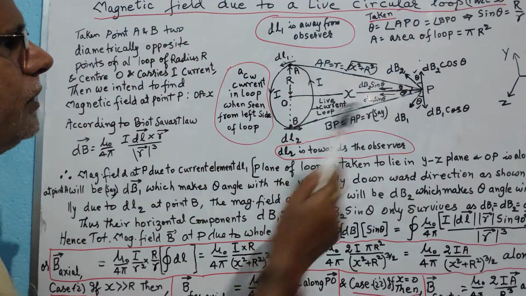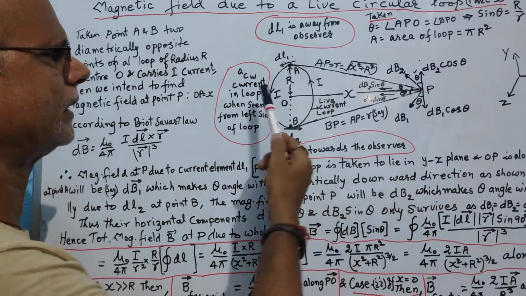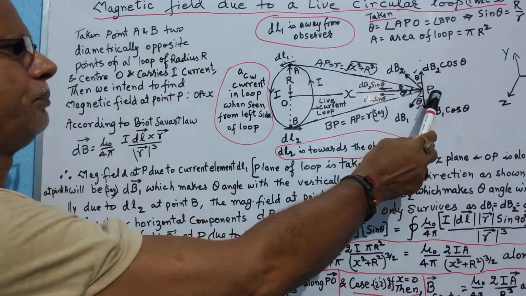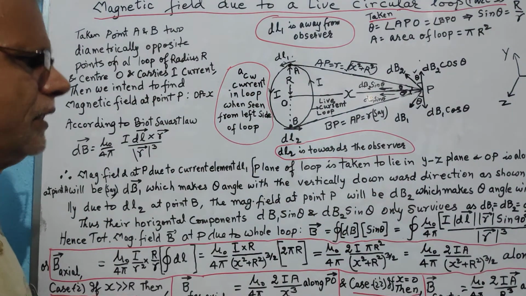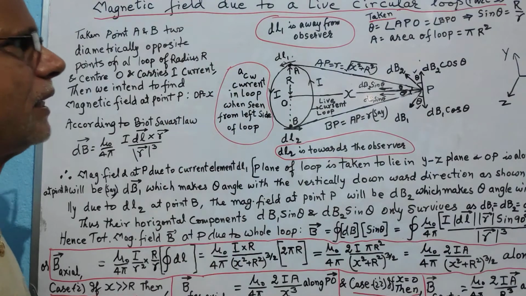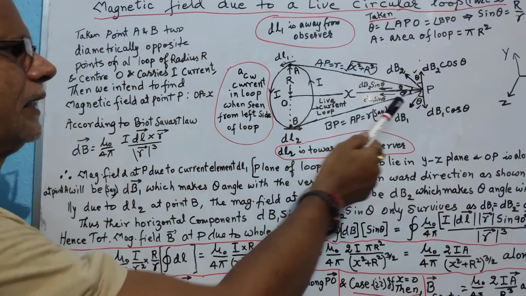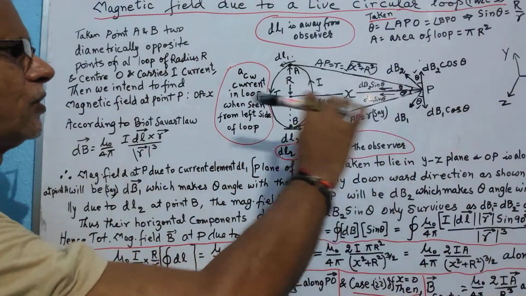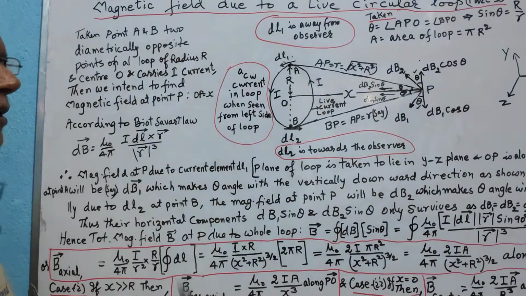And of course, you see the direction of the magnetic field: all the horizontal components are directed towards point O. So it is always along P to O. Here you can also understand, and we will further discuss in the second part of this topic, that the direction of the magnetic field is always directed towards the observer for whom the current loop is anticlockwise.